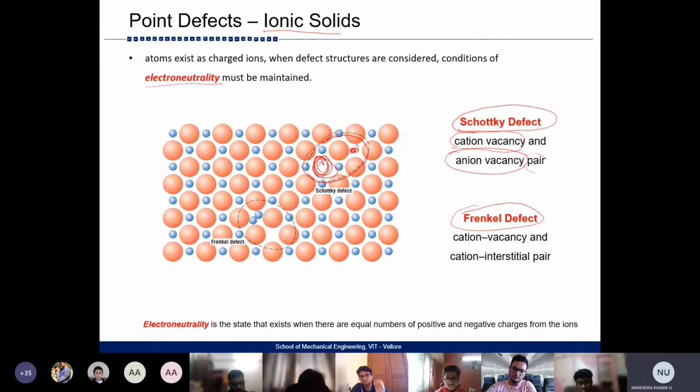If this is +2, then there should be 2 negative ions going out. Only then will electron neutrality be maintained. Okay.